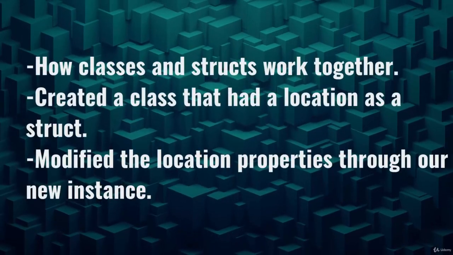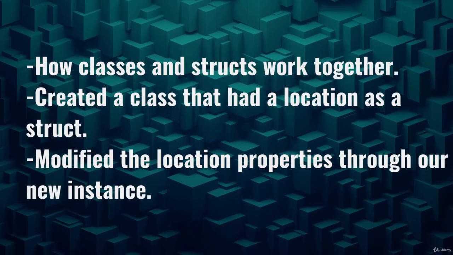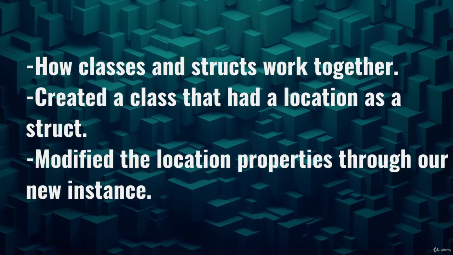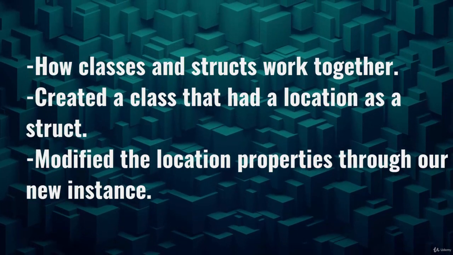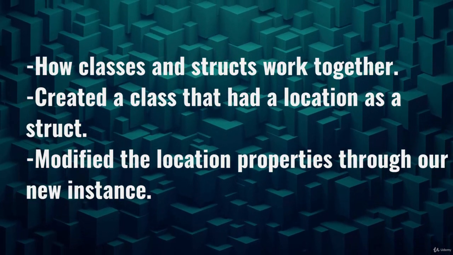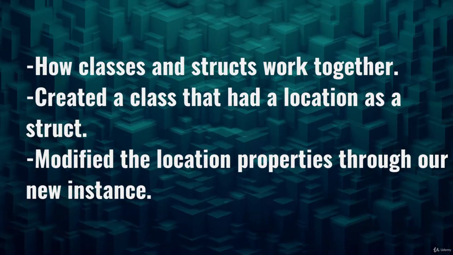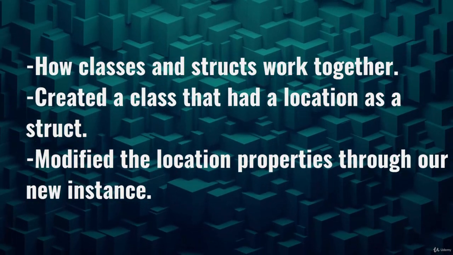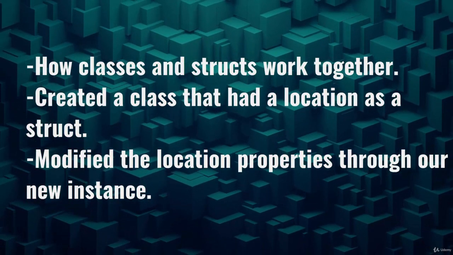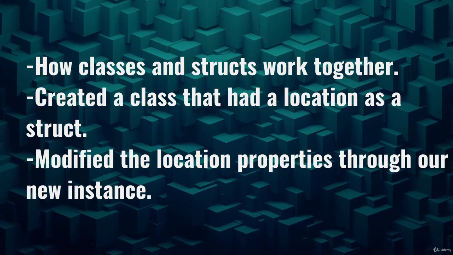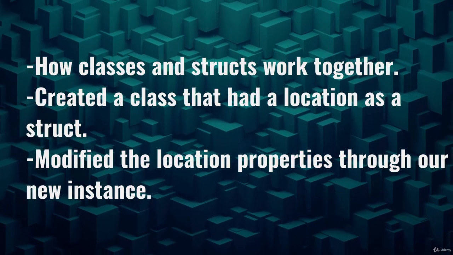Okay, so in this final part we saw how classes and structs work together. So we created a class that had a location as a struct. So it had a few different properties. It had a teacher, had a section number, had a subject, and then it had a location. And the location was a struct that itself had a building and a room number.